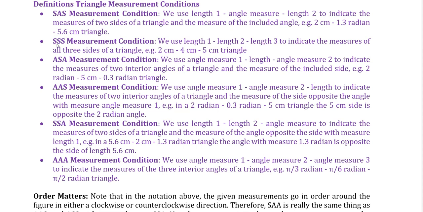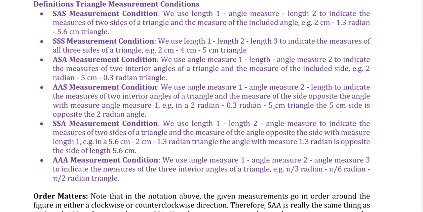And they're very similar to the congruence conditions. So side, side, side, SSS, means we're given the 3 lengths, for example, a 2 centimeter, 4 centimeter, 5 centimeter triangle. ASA, we're given 2 angle measurements and a side, where the side is between the 2 angles, like 2 radians, 5 centimeters, 0.3 radians, or 40 degrees, 8 centimeters, 20 degrees. AAS would also be 2 angles and a side, but in a different order. For example, it might be 2 radians, 0.3 radians, 5 centimeters, or 40 degrees, 20 degrees, 7 centimeters. The order makes a difference.